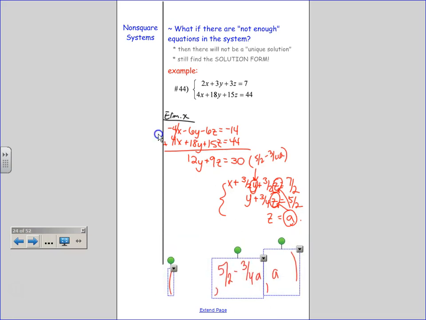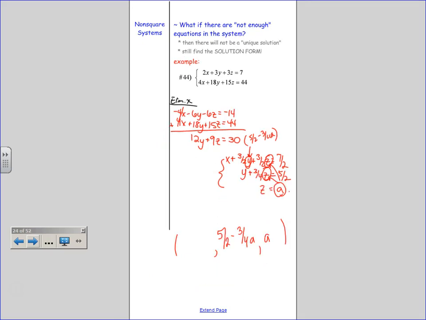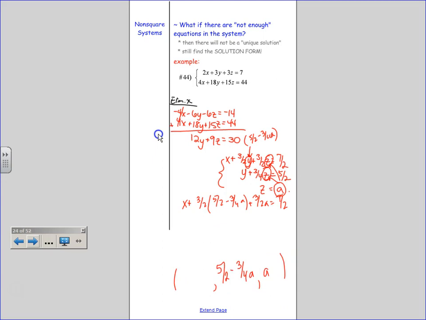Nobody ever got an A in math by doing the best mental math. Take your time. Show your work. What you got to do: x plus 3 halves times 5 halves minus 3/4 a plus 3 halves a equals 7. Halves. Ugh. It's not pretty. Just take your time. I'm going to zoom in.